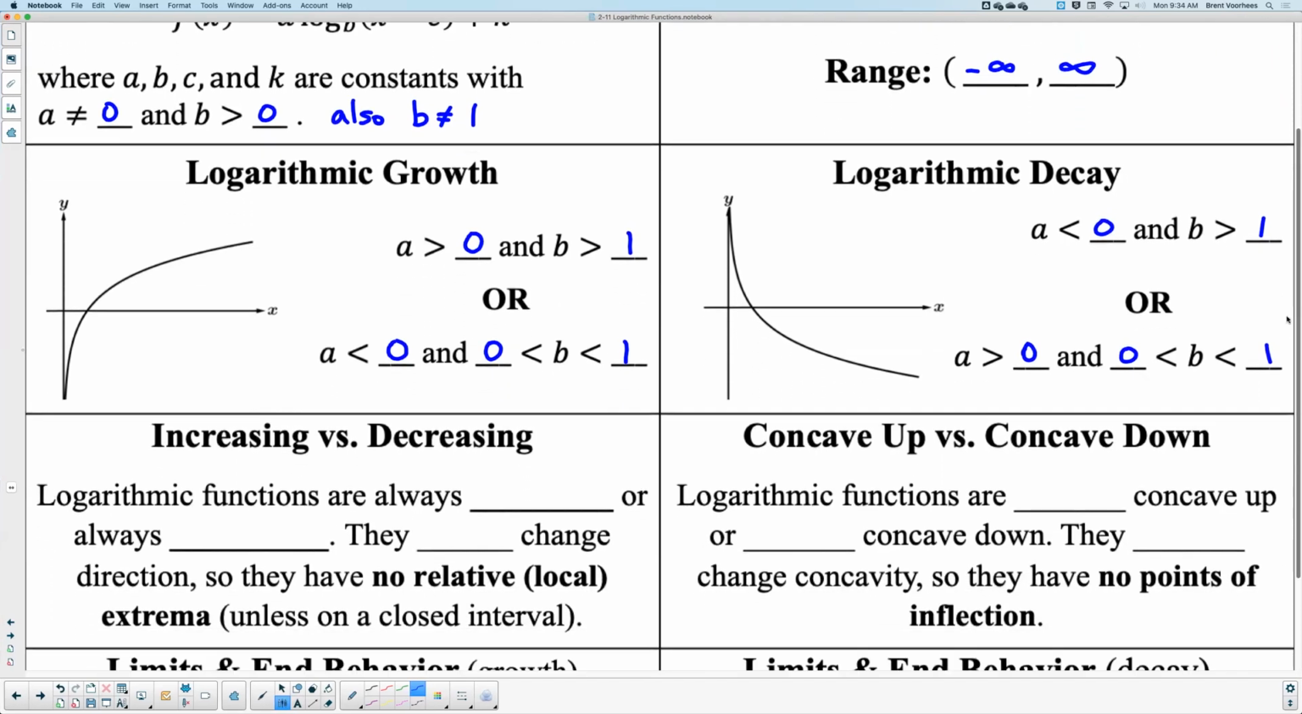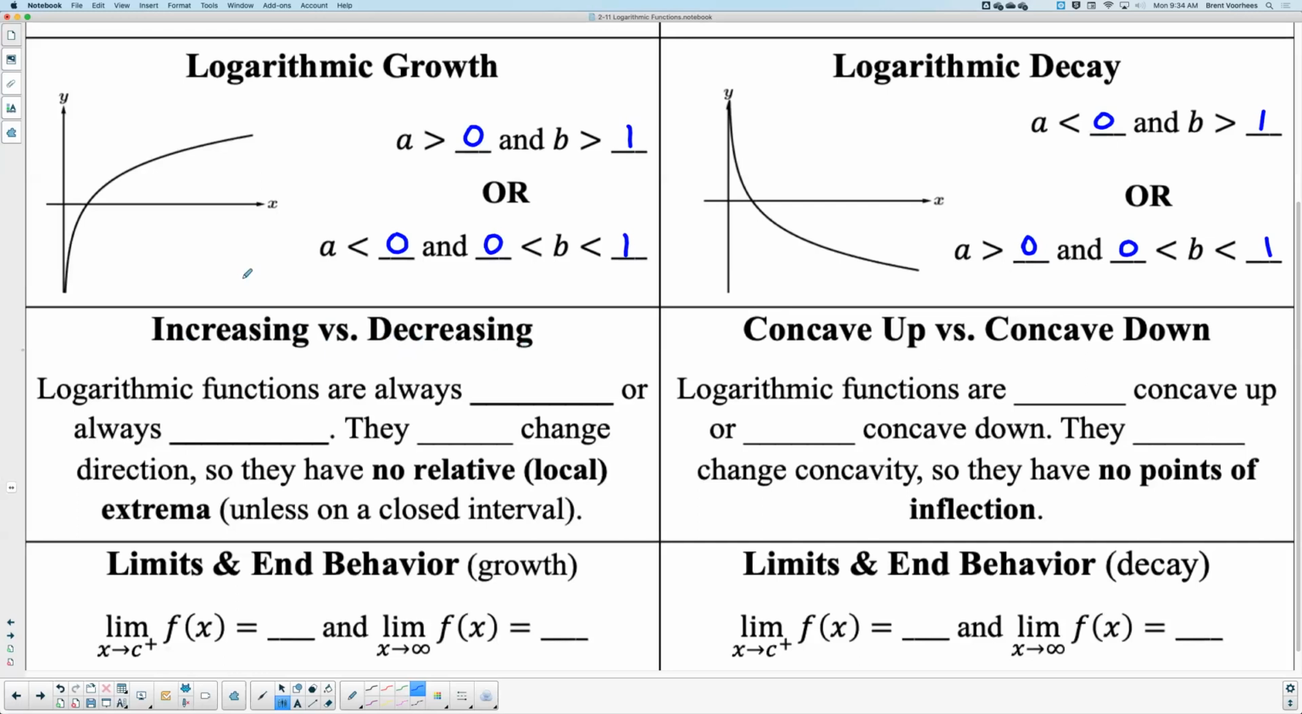Let's scroll on down. Let's talk about increasing versus decreasing. Logarithmic functions are always, let's see, what's this one always doing? Increasing. What's this one doing? Decreasing. So they're either always increasing or always decreasing. You know what they never do? They stay the same. They never change direction. So what do you think this blank is? Never. They never change direction.